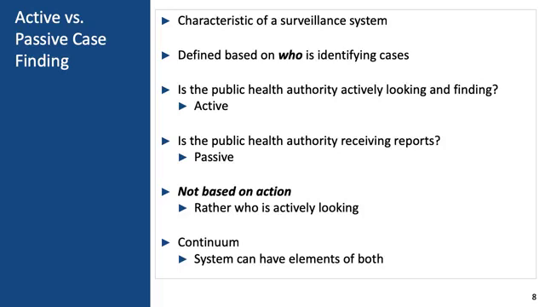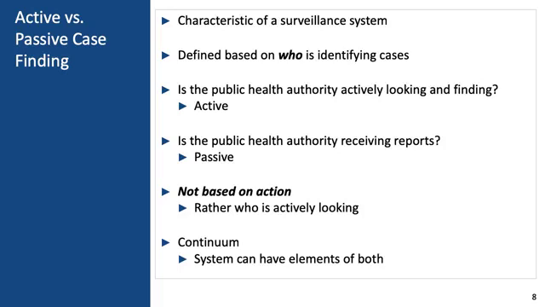So in an active system, the public health authority is the one that's expending the resources to go out and find the cases. While in a passive system, someone else is actively looking for the cases, and the public health authorities are just requesting, or sometimes even mandating, that they be reported. In reality, this is a bit of a continuum, and some public health surveillance systems can have elements of both passive and active. Let me give you a brief example.